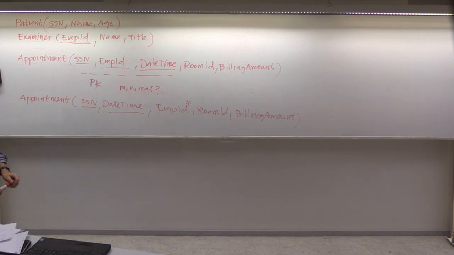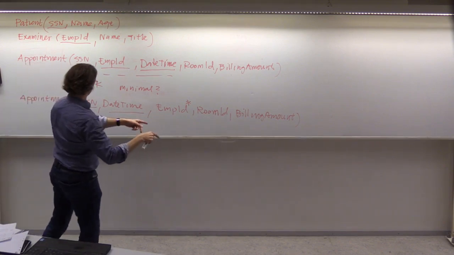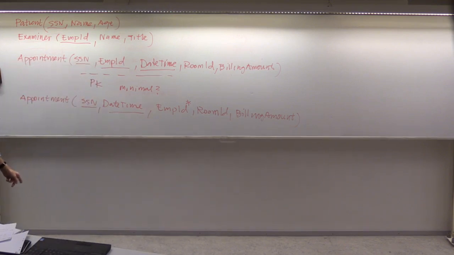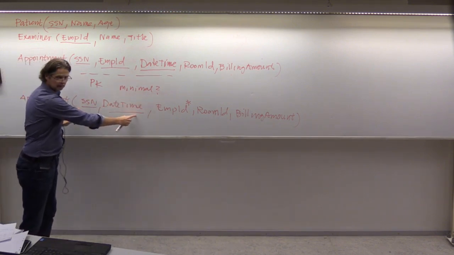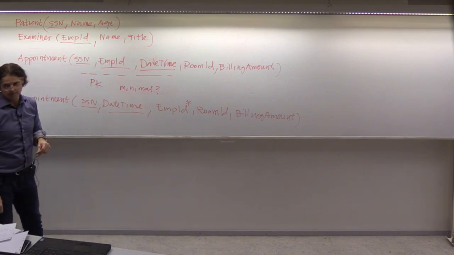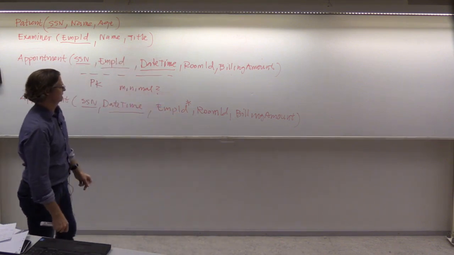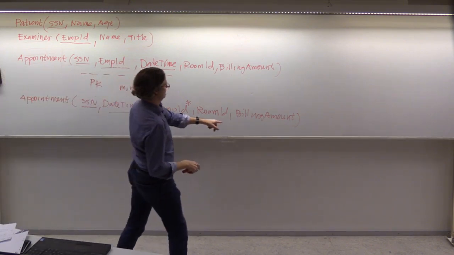So do we follow the rest of the normal forms here? Well, if we have a look at the second normal form, if we look at the employee ID, is that functionally dependent on the entire key? Yeah. And the room ID as well? Yeah. And perhaps also the billing amount.